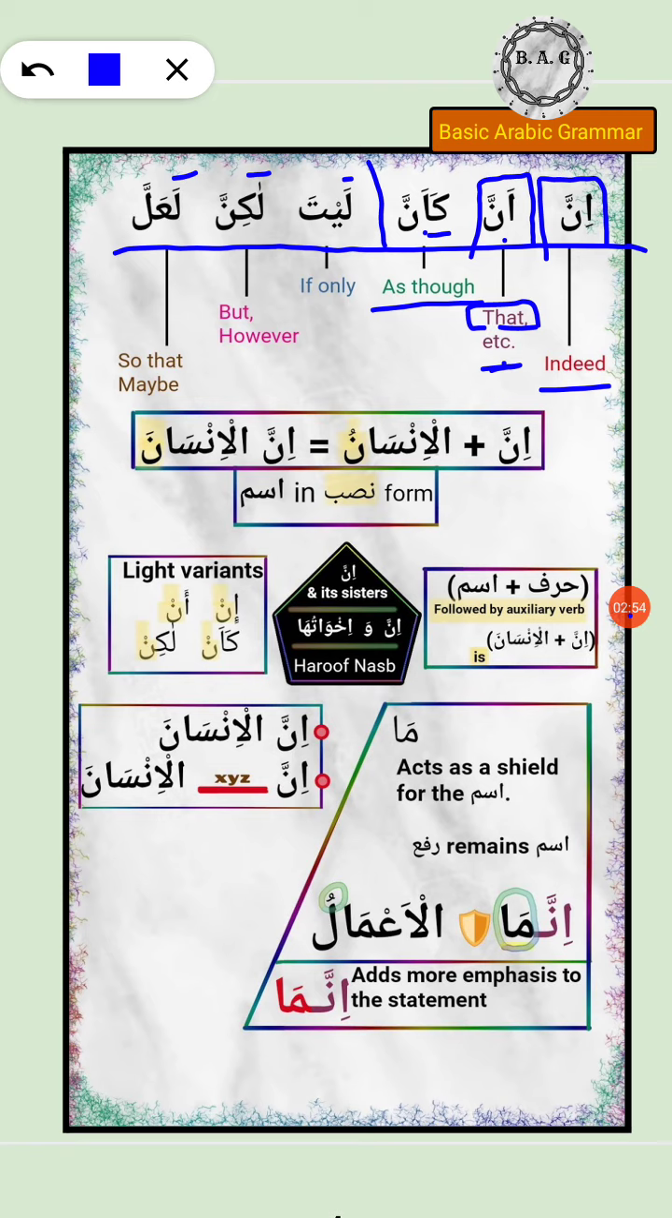Next we have laita. Laita means if only. Then we have lakinna, which means but or however. And finally la'alla, it means so that or maybe or hopefully. So inna, anna, ka'anna, laita, lakinna, la'alla.